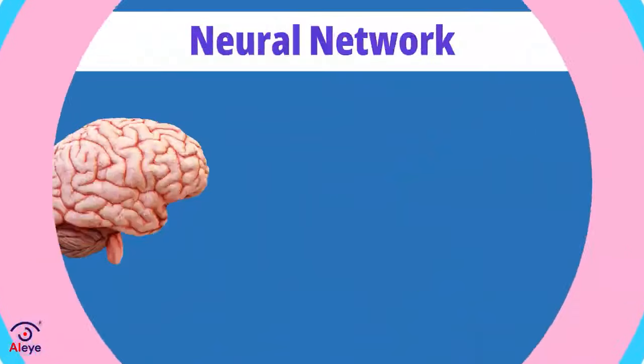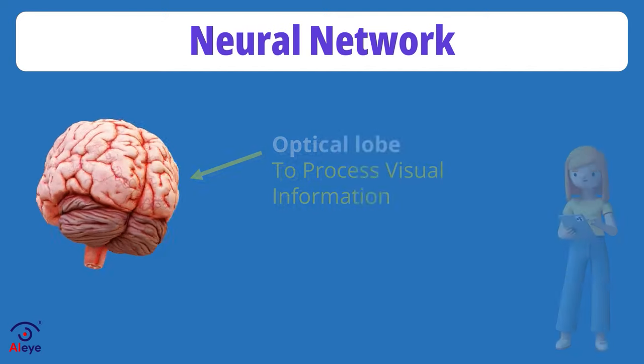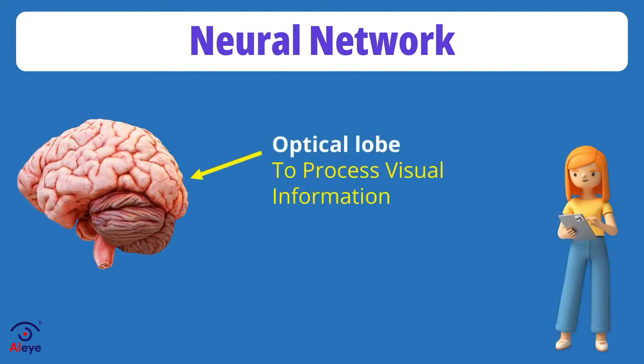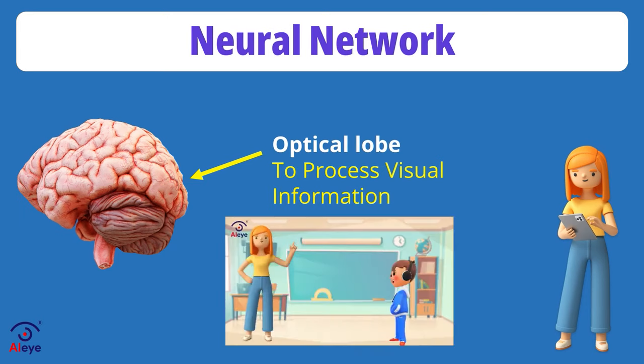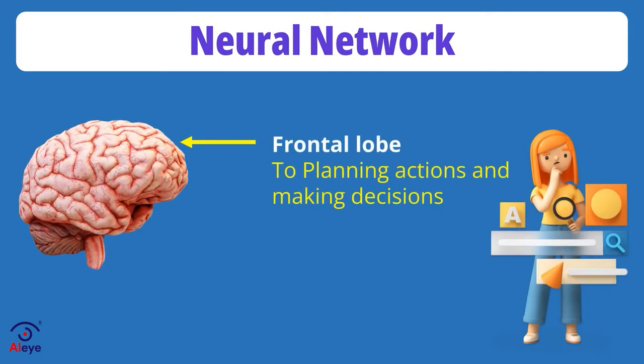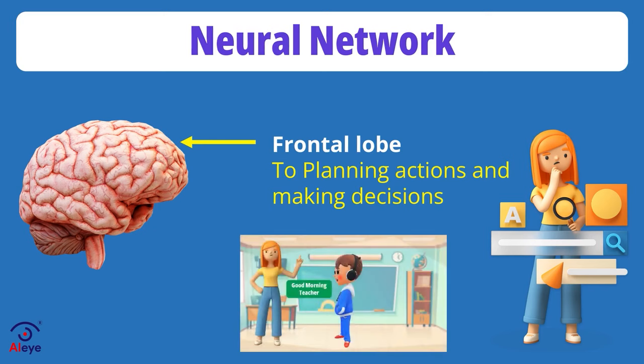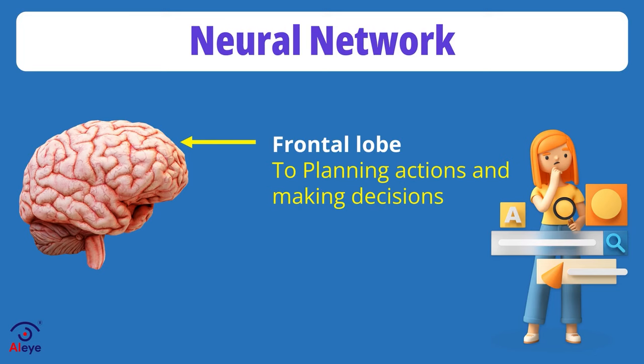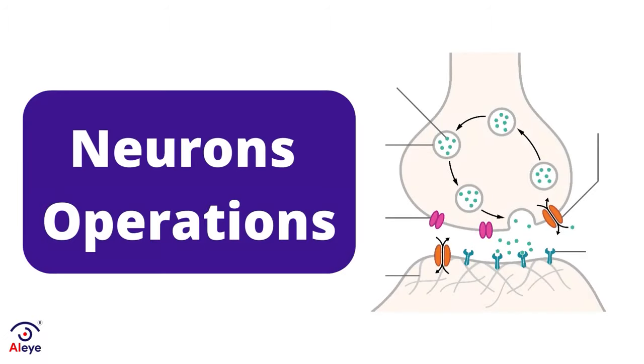For example, the neural networks in the occipital lobe of the brain specialize in processing visual information. It is these neural networks that helped you identify your teacher. The neural networks in the frontal lobe specialize in planning actions and making decisions. It is these neural networks that decided to say, "Good morning, teacher." There are many more.